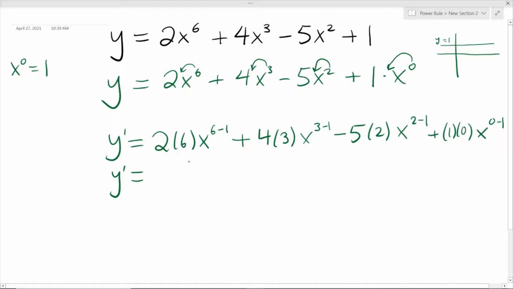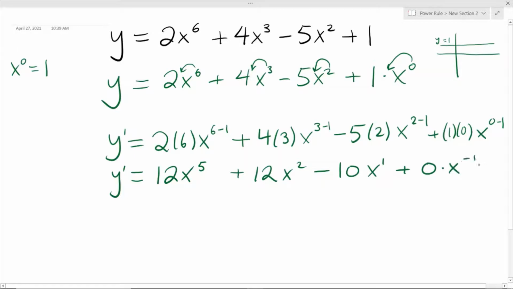So 2 times 6 is going to be 12, so we write 12 here, and then times x. 6 minus 1 is 5, so I'm going to write 5. Here, 4 times 3 is also 12, so I'm going to write 12 here. And this is x to the exponent of 3 minus 1. 3 minus 1 is going to be 2. And then 5 times 2 is 10, negative 10, since there's a negative here. And then x to the exponent of 2 minus 1 is 1, so I'm writing 1. And then here, it's 0 times x to the exponent of negative 1. This is going to be 0. I'll show you in the next step, okay?